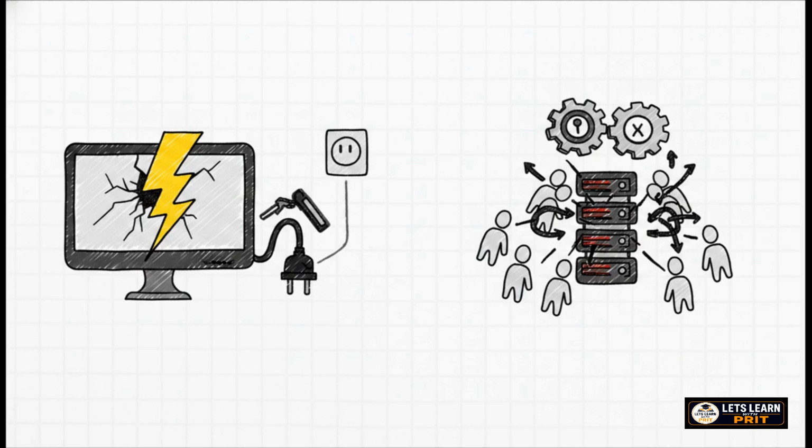Pehla hai system crash. This happens when your physical hardware fails. Maybe there's a sudden power cut or your actual operating system just crashes completely. Dusra hai transaction failure. Now this one is a bit more logical.